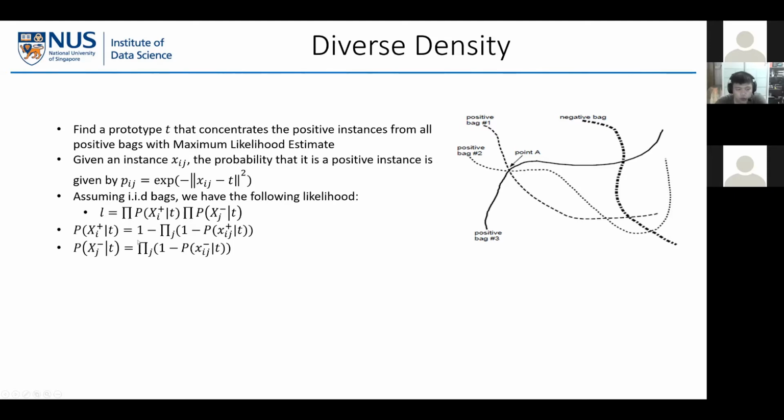And we define the likelihood of the probability of the positive bags as this quantity here. Basically, this is just saying that at least one of the instances is positive. While here, the probability of the negative bag is just saying that none of the instances in the negative bags are positive. So we just multiply this quantity together, and this quantity over here, P of xij plus given t and P of xij minus given t, is given by the expression in here.